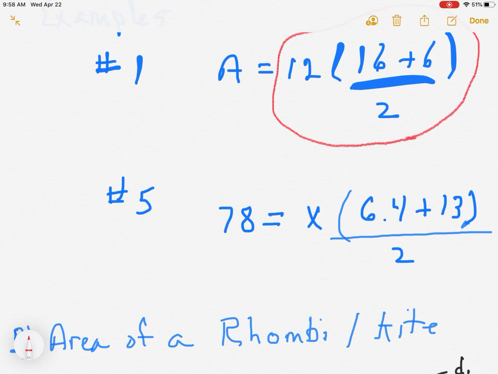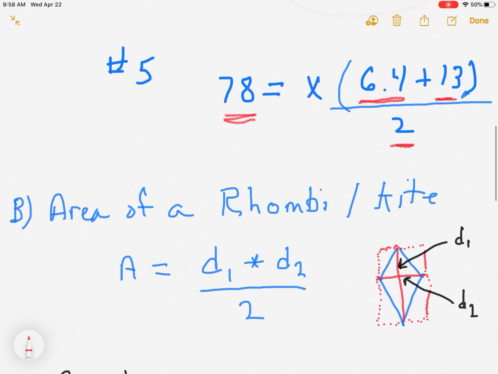On problem number 5, they give me the area is 78. I have to solve for the height. So what I'm going to do is I'm going to add the 2 bases together, the 6.4 and the 13. I'm going to divide by 2. And once I get that number, I'll divide 78 by that number, and that will be the height of the trapezoid. Very straightforward. Area of a trapezoid is the average of the bases multiplied by the height.